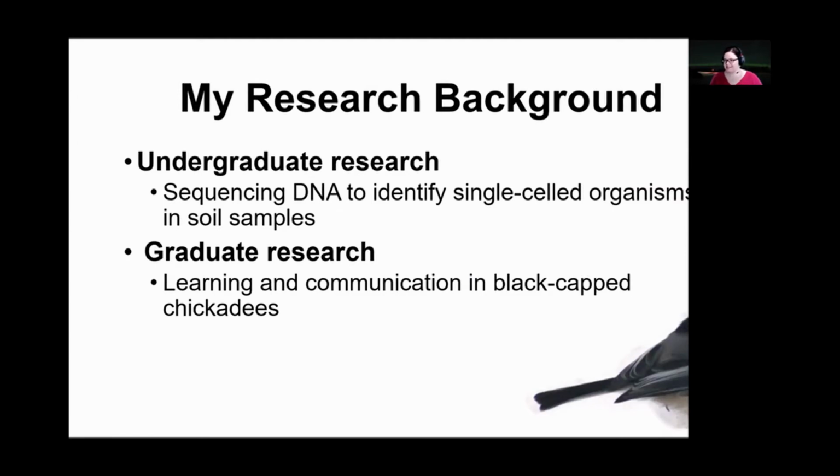And so I already kind of hinted at where my research background was. The technical terminology for my undergrad research was I was doing sequencing of DNA in single-celled organisms that I had extracted from soil samples. So super exciting stuff.